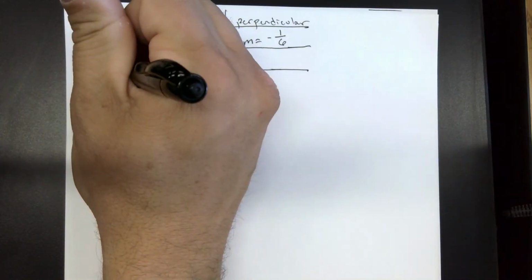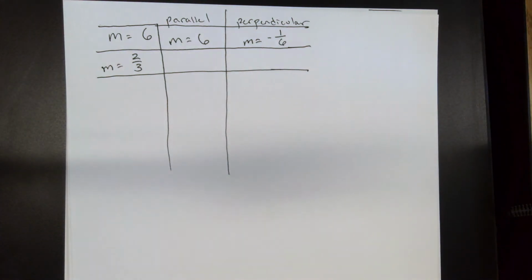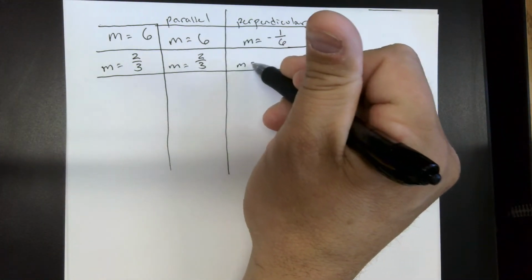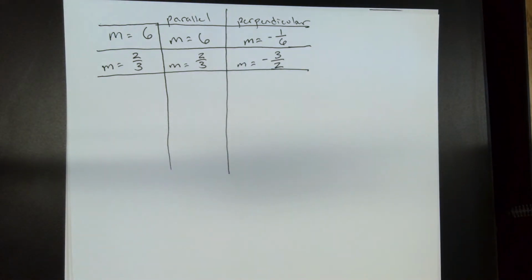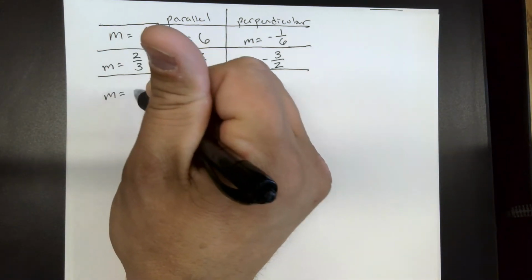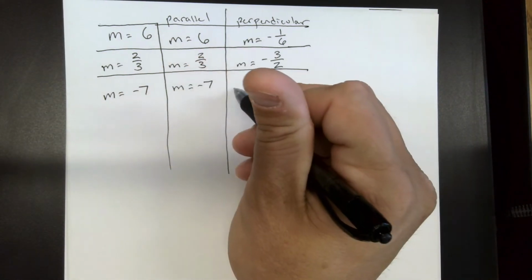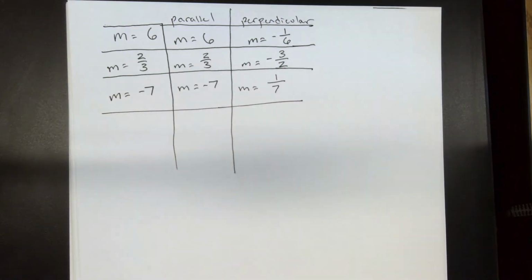Okay, if I had m equals 2/3, my parallel slope would be the exact same. My perpendicular slope would be flipped and sign changed. All right, if I had -7, my parallel slope would be -7. My perpendicular slope would be positive 1/7. Questions for me so far?